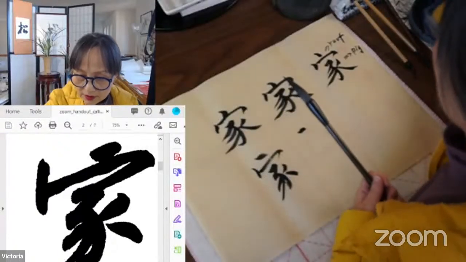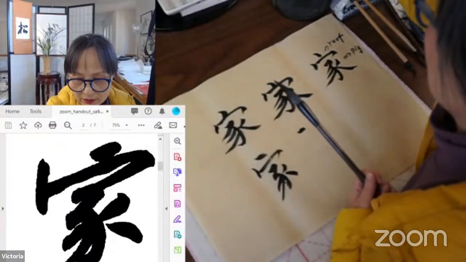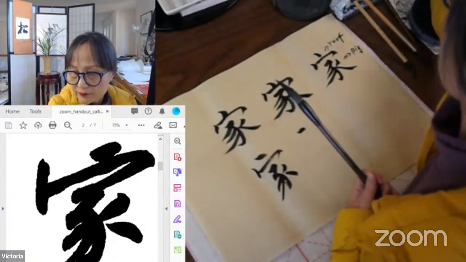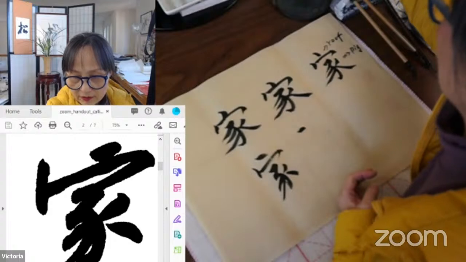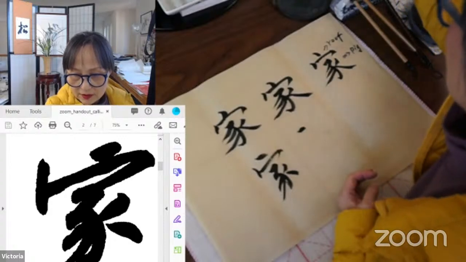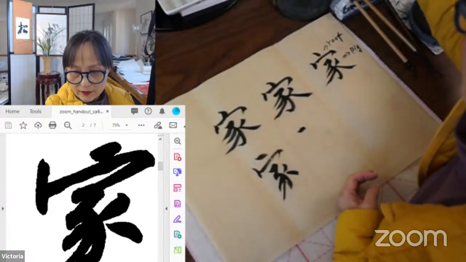And then I think my ink is very dry. I think it's from the bottom of the bottle, the bottom ink. Is there any left? No.